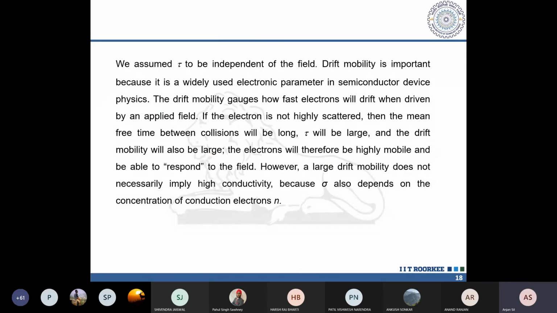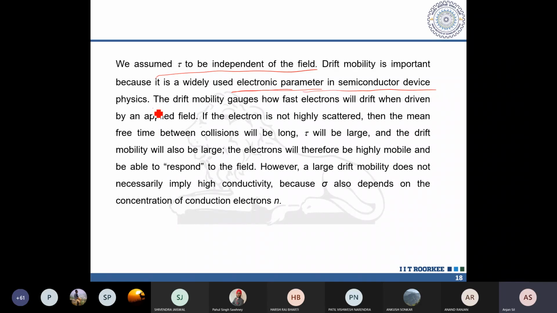Until now, we have assumed that drift mobility is independent. You have applied the electric field; you can apply a DC field, meaning a fixed field, or a sinusoidal field. Suppose you have applied a fixed or DC field and derived tau, and it is independent of the field. Now, drift mobility is important because it is widely used as an electronic device parameter, especially for semiconductor devices.